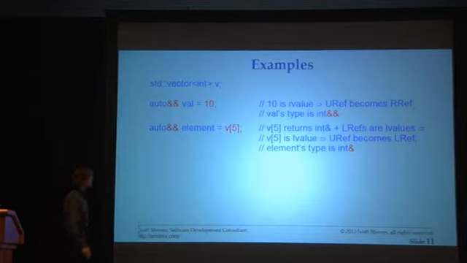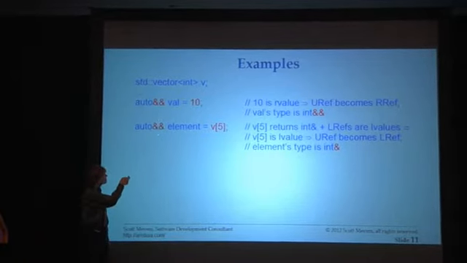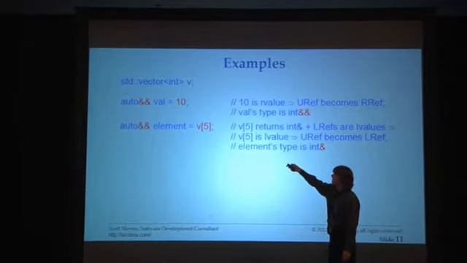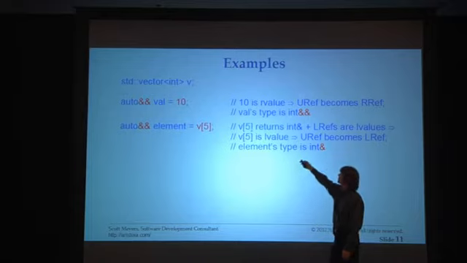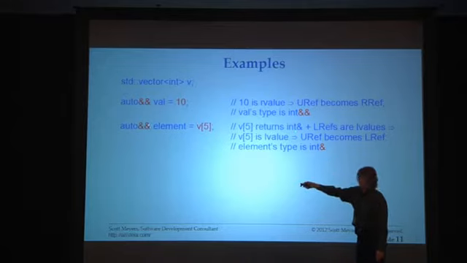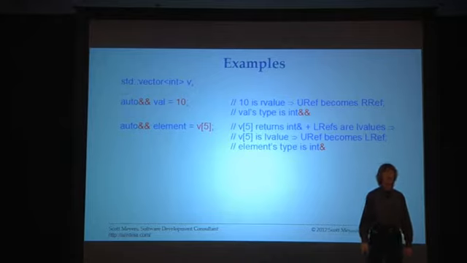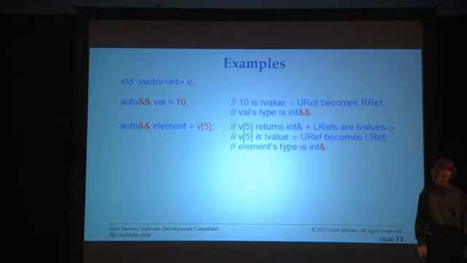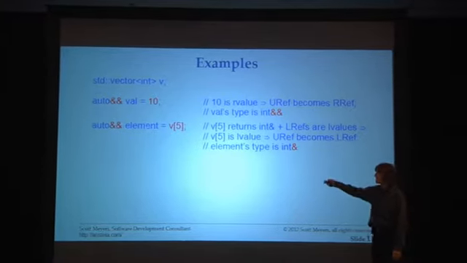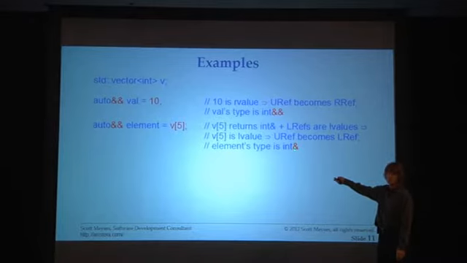But if I say auto&& element = v[5], that's a universal reference. It is helpful to recall that the return type of the array bracket operator on a vector is an L value reference to an int. I am therefore initializing a universal reference with an L value, because all L value references are L values. And as a result, the type of element is int&. It is an L value reference to an int. So these two autos with universal references, this one becomes an R value reference, this one becomes an L value reference.